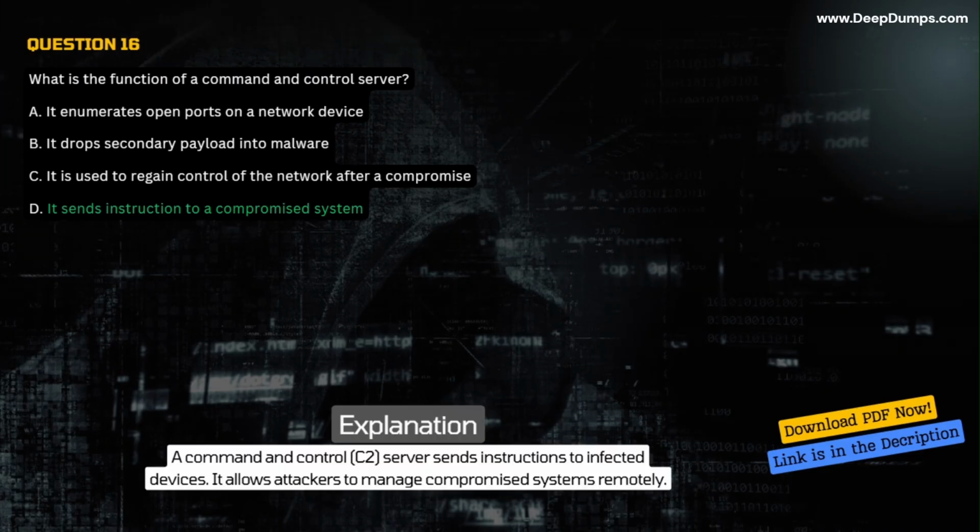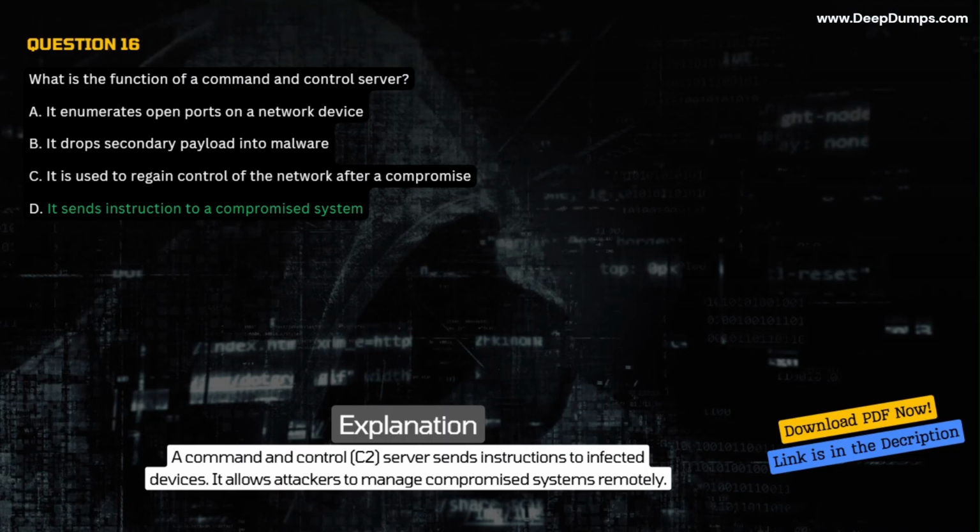Explanation. A command and control (C2) server sends instructions to infected devices. It allows attackers to manage compromised systems remotely.